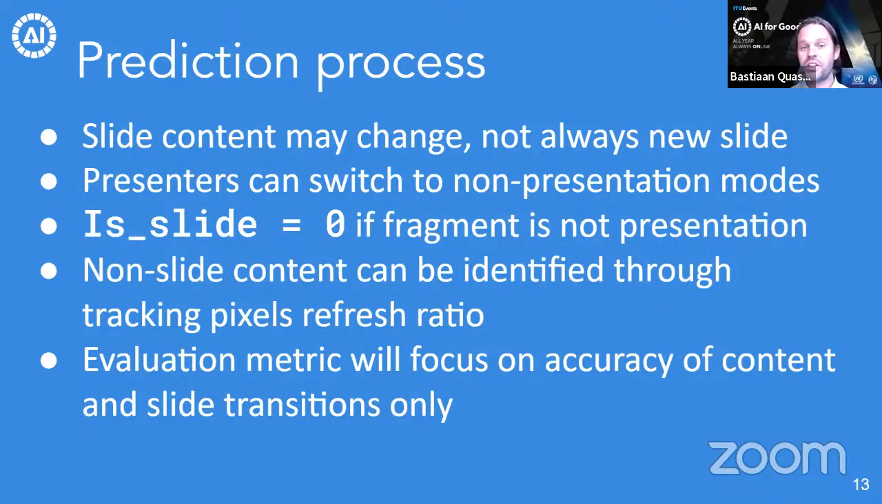And then in terms of the prediction process, as you know, many types of presentation formats use fade-in effects, and various elements might appear on the same slide. So the slide might be looking different through various stages of this chapter. That's something to also take into account. Then here's another mention of the is-slide binary value, which signals whether the time frame referred to with the starting frame and the end frame is indeed a slide being presented or something else being shown on the screen. Non-slide content can be identified through proxies such as tracking the pixel refresh ratio.